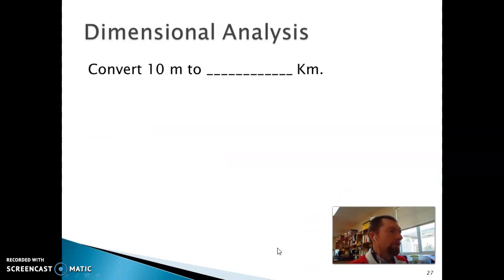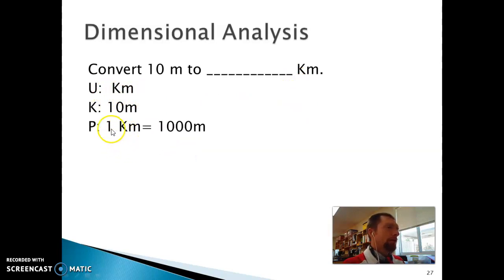All right, here's another one. We're going to convert meters to kilometers. All right, so we know the meters. We do not know the kilometers, so the unknown is the kilometers. And our plan, we would need to know that 1 kilometer equals 1,000 meters.